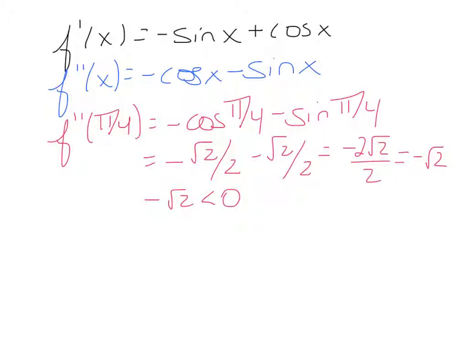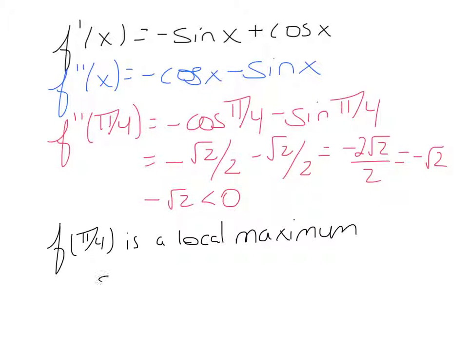So let's write our statement. F of pi over 4 is a local maximum since f double prime of pi over 4 is negative.